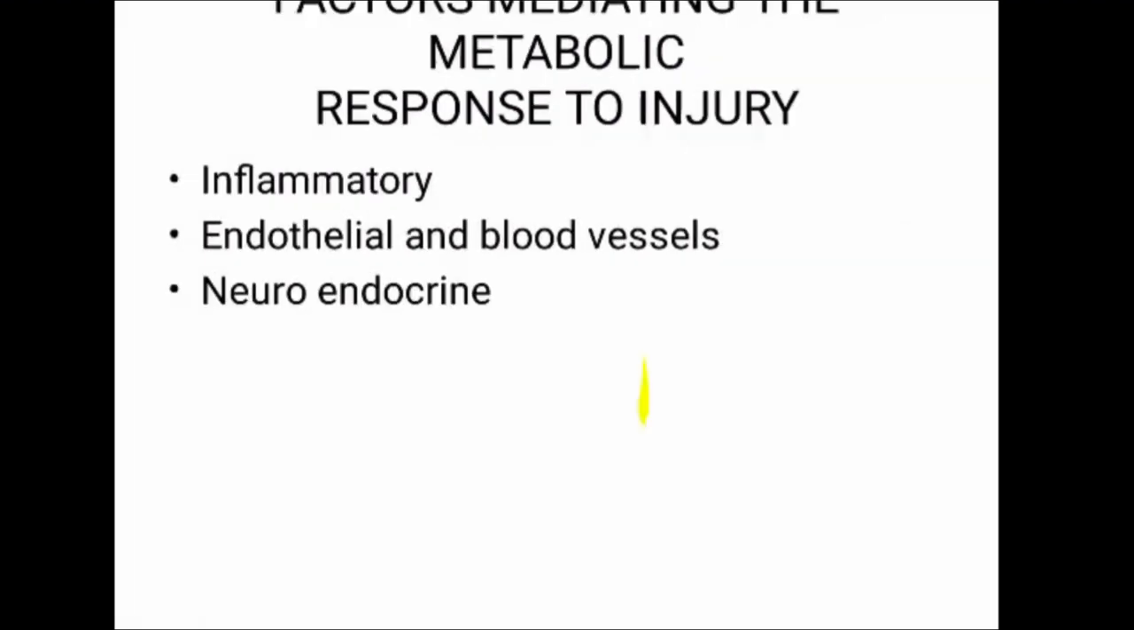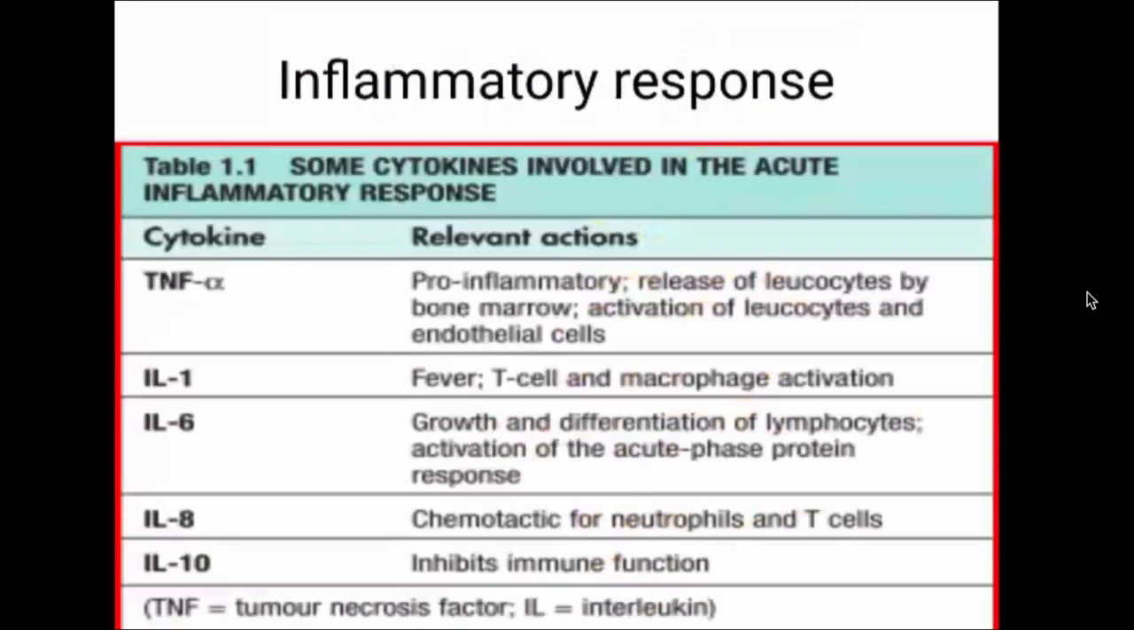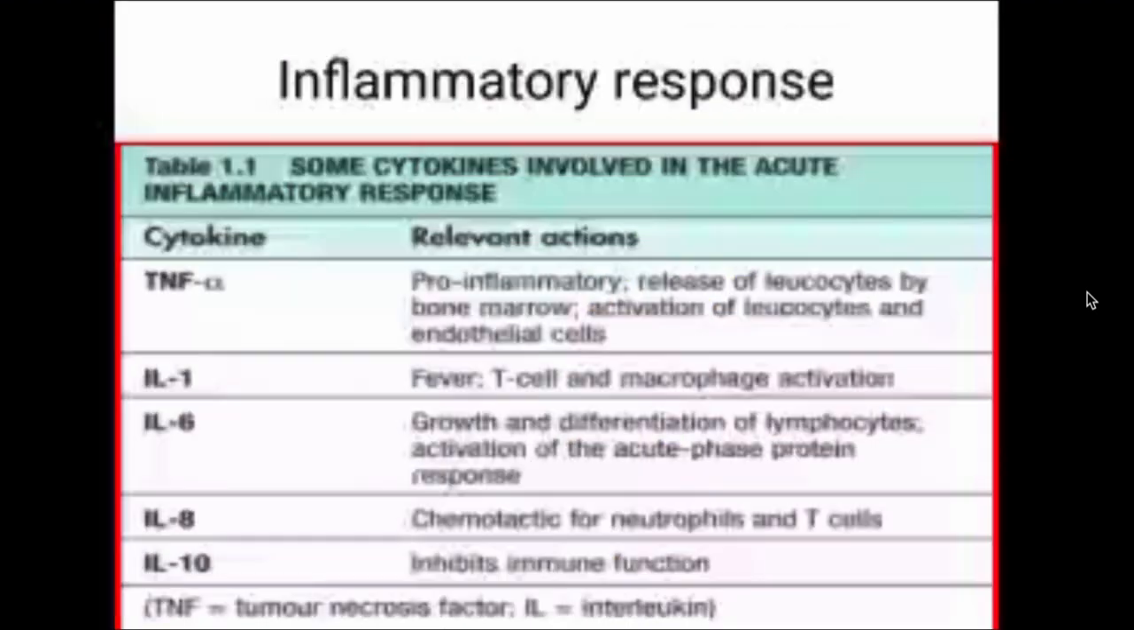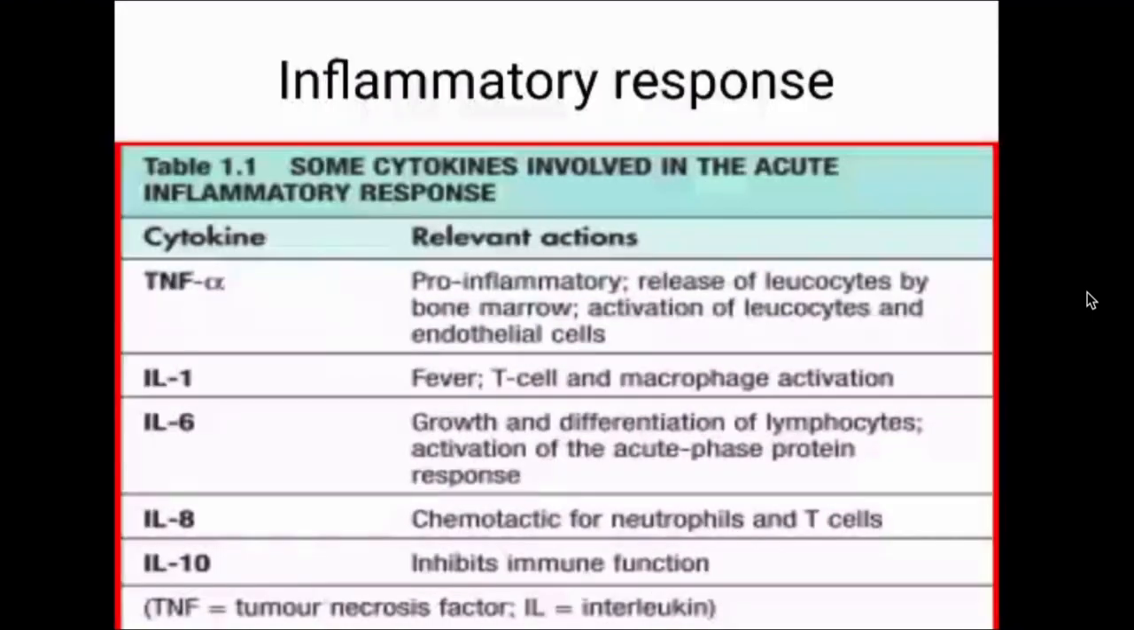The factors that affect metabolic response to injury include some of the inflammatory cytokines, cytokines involved in acute inflammation. Tumor necrosis factor is pro-inflammatory. It releases leukocytes from the bone marrow and activates leukocytes. Then interleukin 1 is implicated in fever, because it is known to stimulate the thermoregulatory part of the hypothalamus.